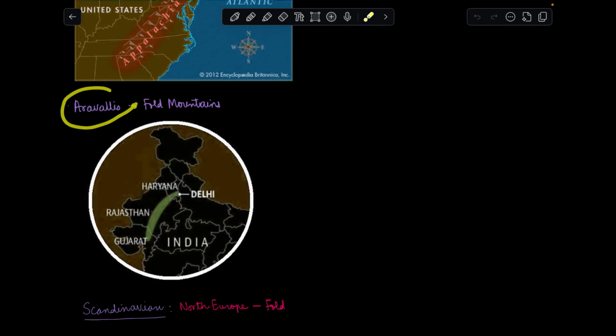Then comes the Aravallis. Aravallis are also old fold mountains, and they are found from Gujarat to Delhi. This is the region where Aravallis are found. Gujarat lies on the leeward side. This is why Gujarat and Rajasthan lie on the leeward side. This is why these are arid regions, and we find deserts over here.